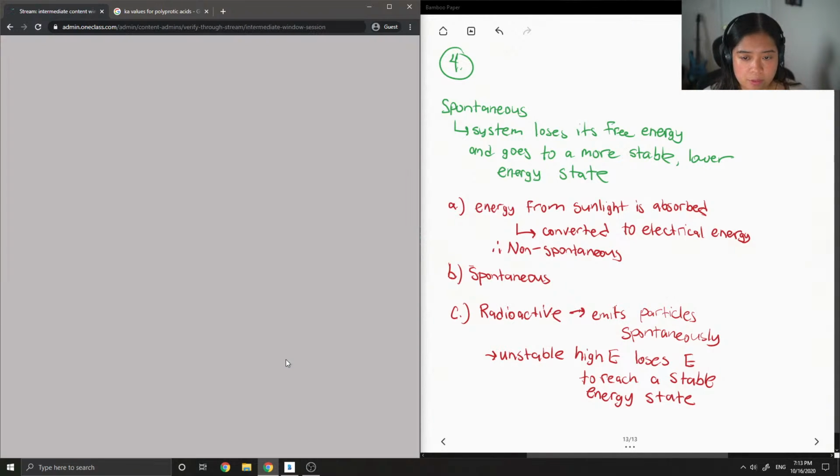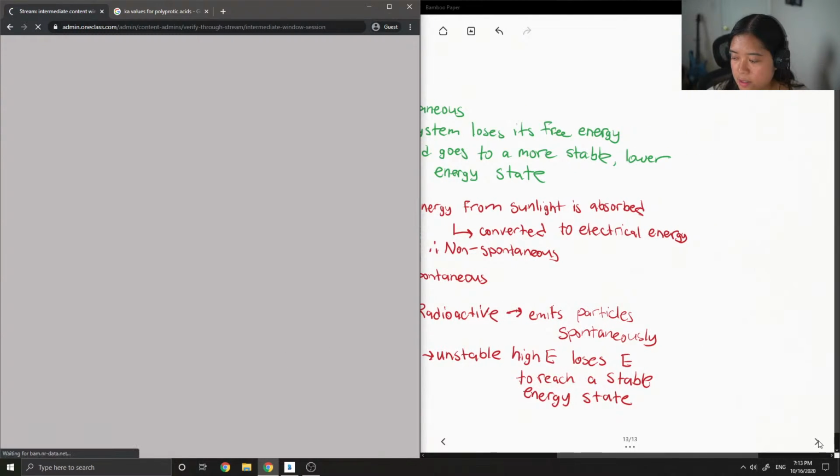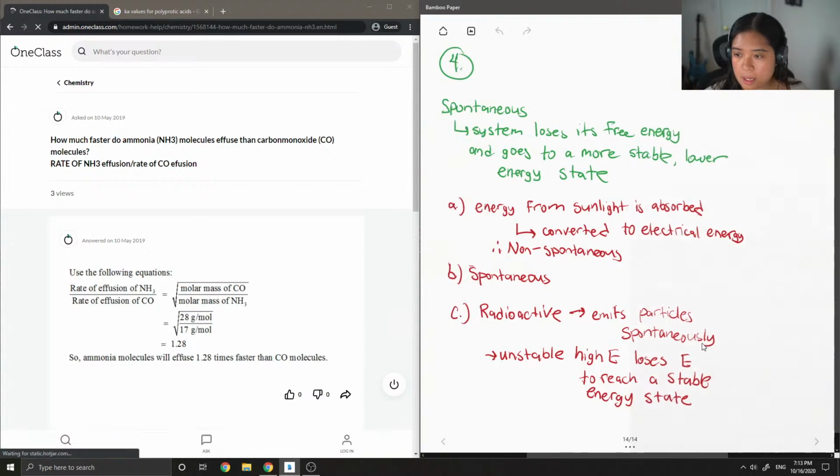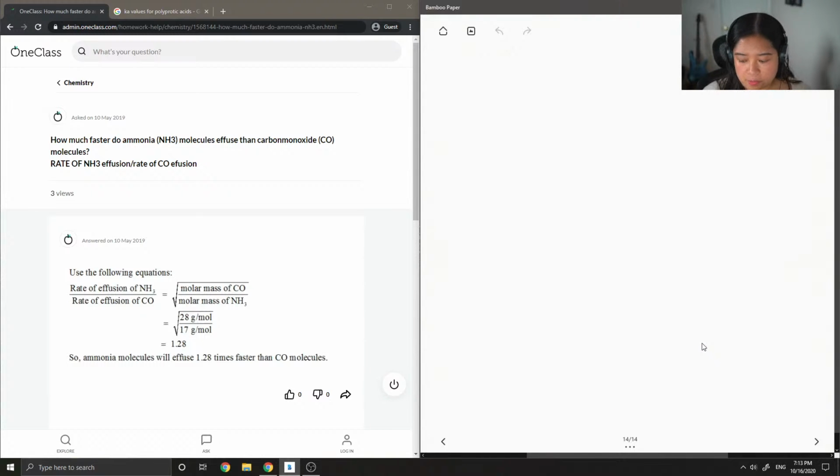Okay, so we have one more question for this session. Question number 5, which is, how much faster do ammonia molecules effuse than carbon monoxide molecules? Okay, so first I'm just gonna write down Graham's law of effusion.